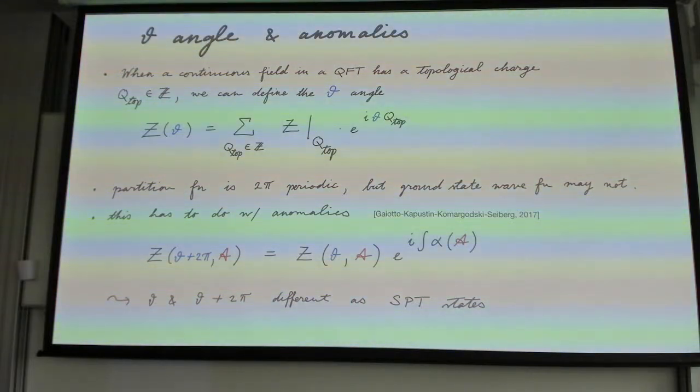For this kind of situation, you can look at the partition function and turn on some background gauge fields for some symmetry. Then you look at the theta dependence of the partition function. What you'll find is that when you shift theta by 2 pi, the partition function does not return back to itself, but it changes by some phase factor, the phase being some local function of the background fields. From this, we can see that the system at theta and at theta plus 2 pi are different as SPT states.